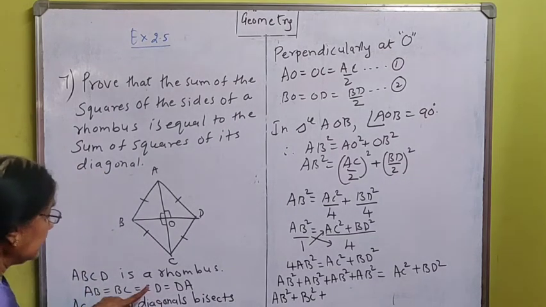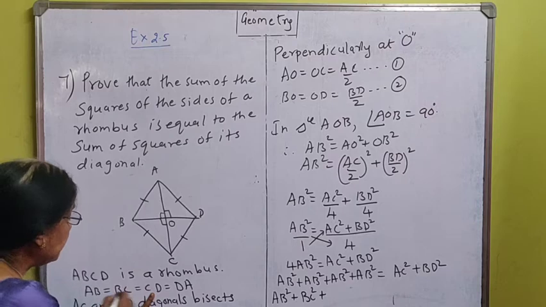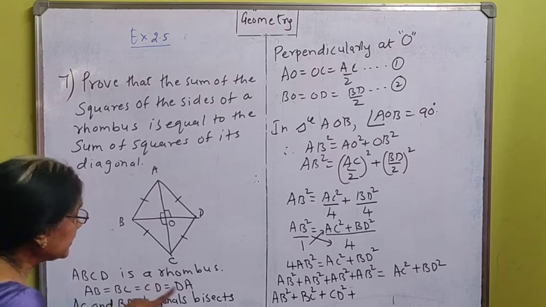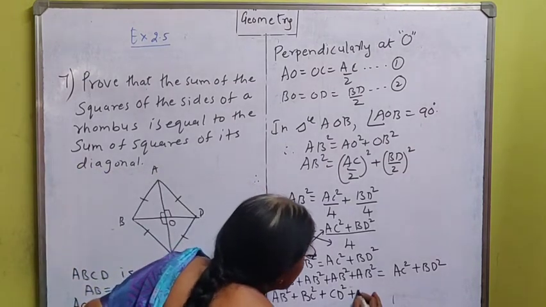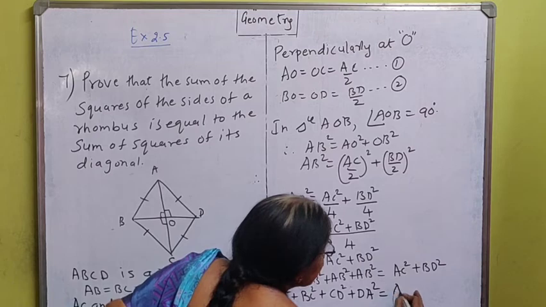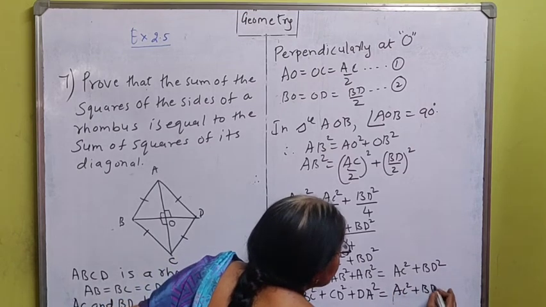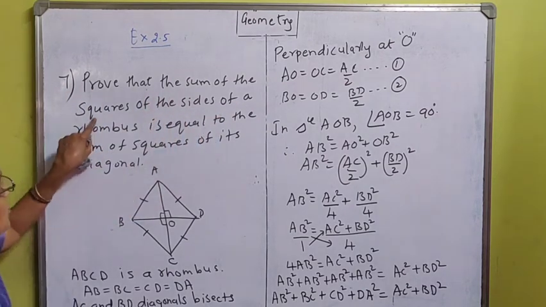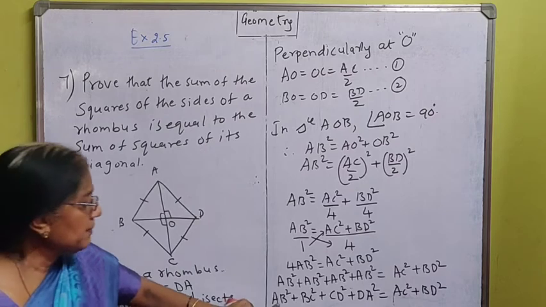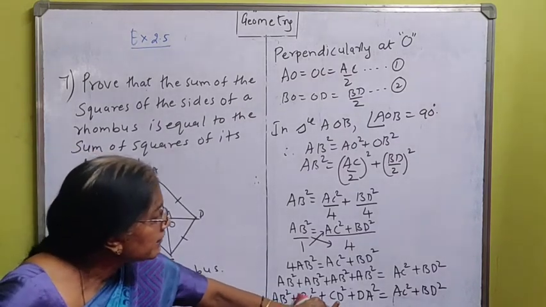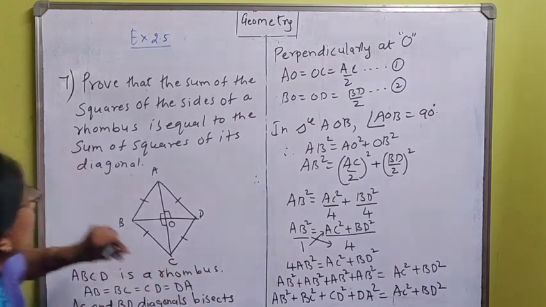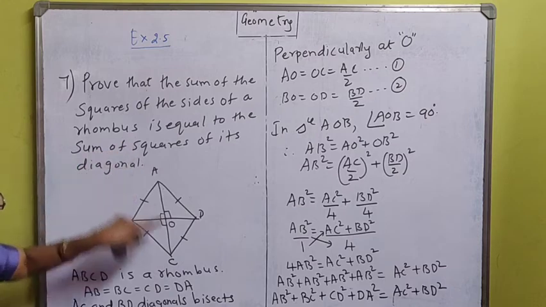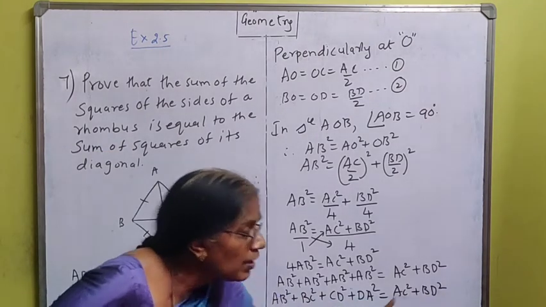Then, AB is equal to CD. So, instead of AB, again I can write it down as what? CD square plus. Again, AB is equal to DA. So, instead of AB square I can write it down as DA square is equal to AC square plus BD square. That is what we wanted to prove. So what we wanted to prove is that the sum of the squares of the sides AB square plus BC square plus CD square plus DA square is equal to what? The sum of the squares of its diagonals. So what is the diagonal? AC square plus BD square. So we have proved our sum.